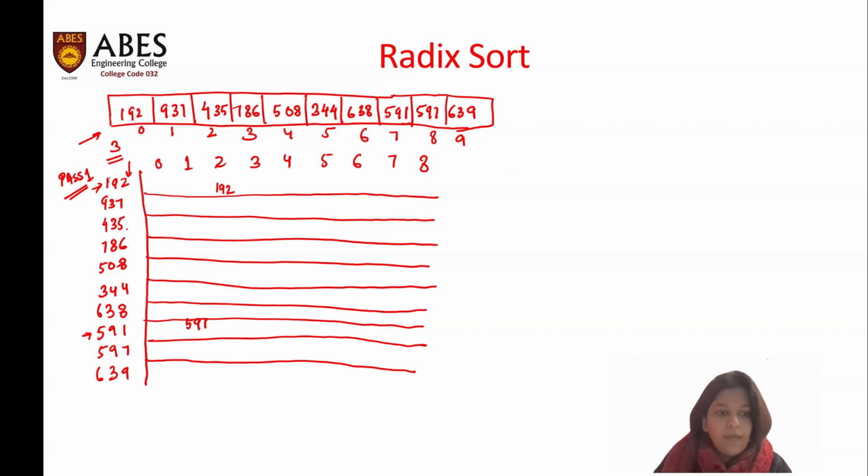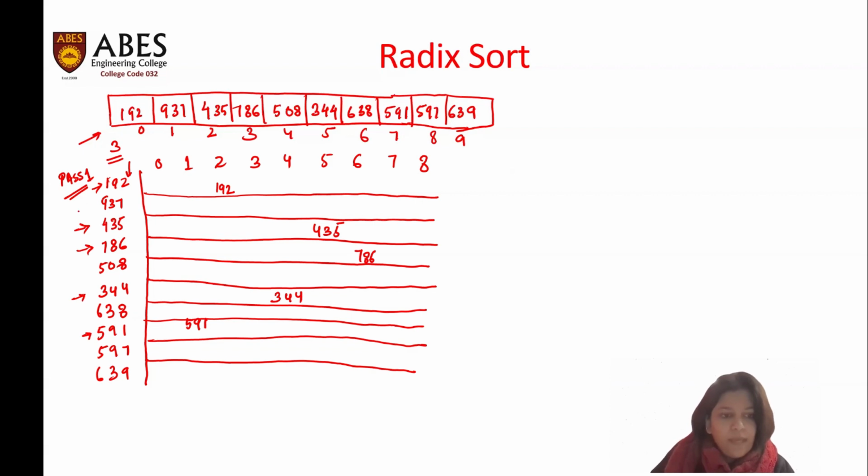Then we will look for any number having 3. No, there is no number. Then we will look for any number having 4. Yes, we have this number 344. It will come in the 4 column, and we can write it over here, 344. Then we will look for numbers having 5 at the ones place. Yes, we have 435 here. We can write 435 and there's no other number. Then we will look for the numbers having 6 at the ones place. Yes, we have 786. So we can write down 786 over here.